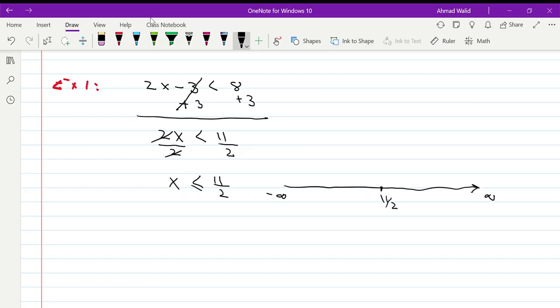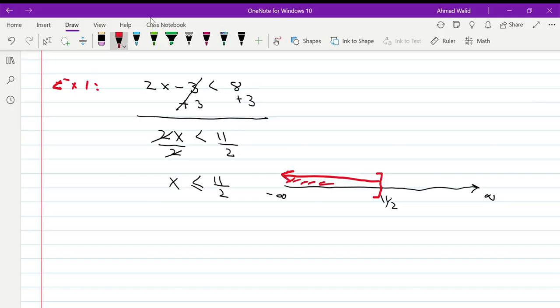Now, x less than or equal. For less than or equal, remember I told you to use a bracket or closed circle. Which side do you have to open it? Of course, to the left, because the left side is smaller. How to shade? This is the shading area. You can shade it or you can just draw an arrow here.